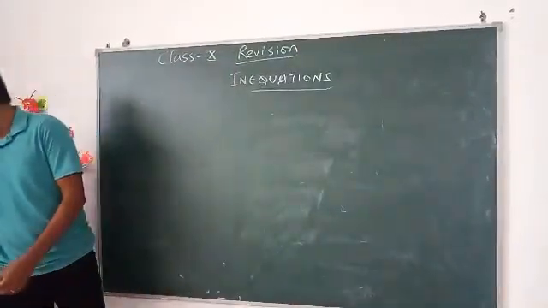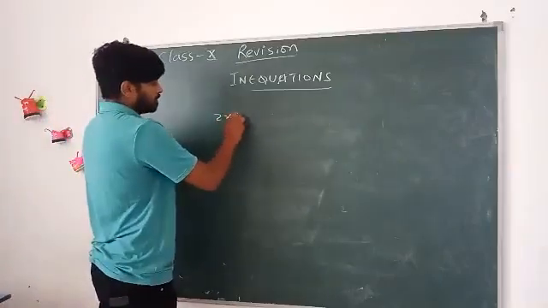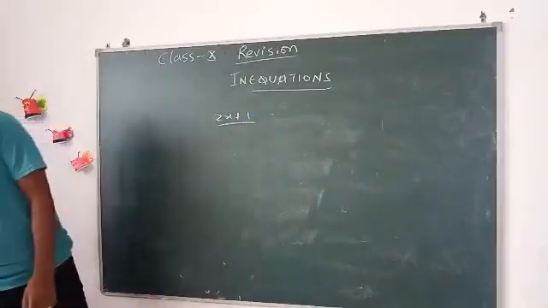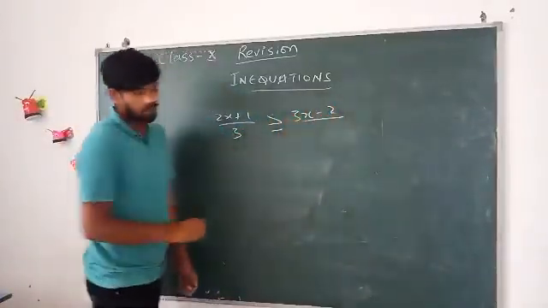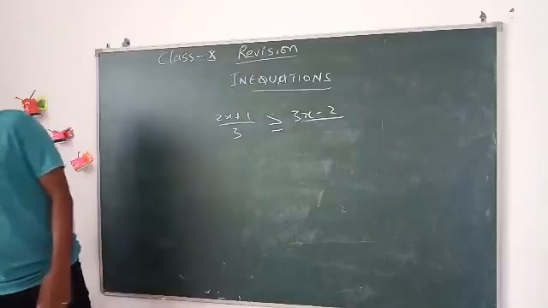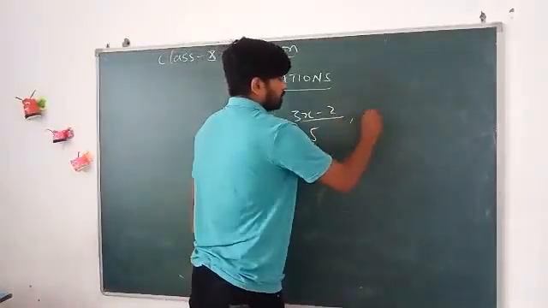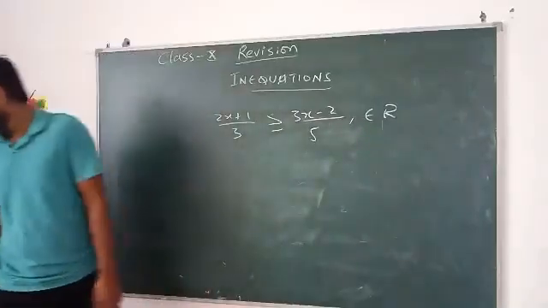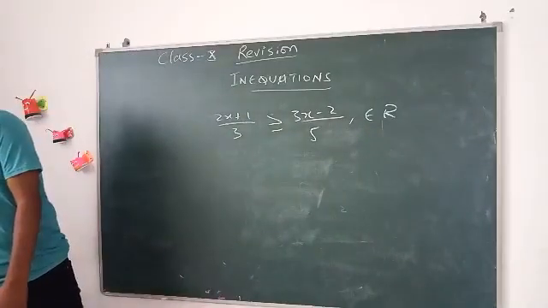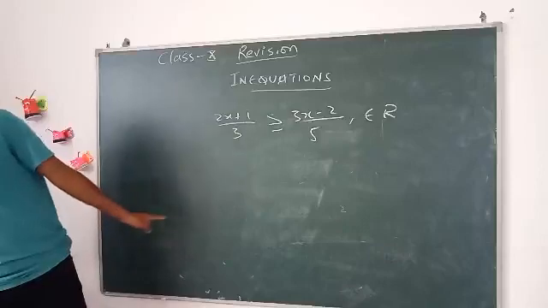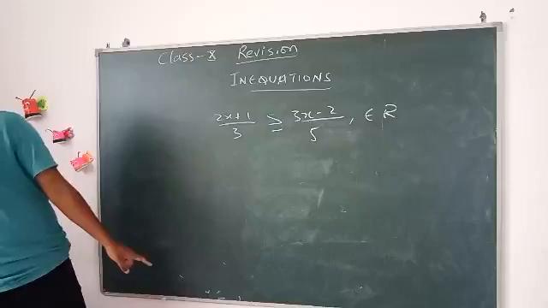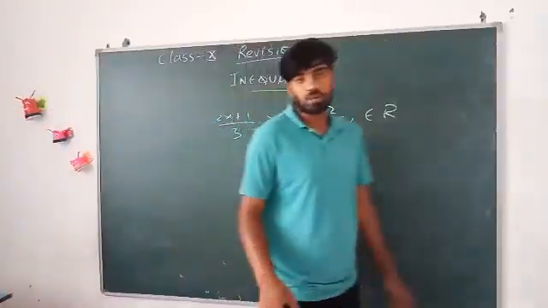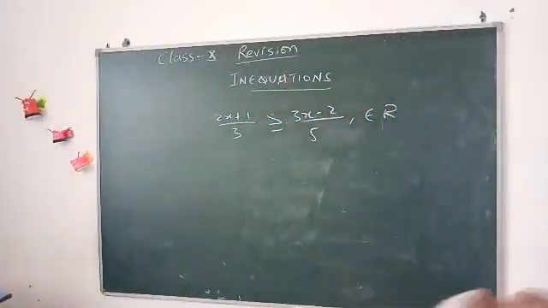Let's see. So it's like (2x plus 1) upon 3 greater than (3x minus 2) upon 5, x belongs to R, okay? And I have tried a solution set for this. (2x plus 1) upon 3 is greater than (3x minus 2) upon 5. Now you guys need to be careful about this. It's an inequation, right?